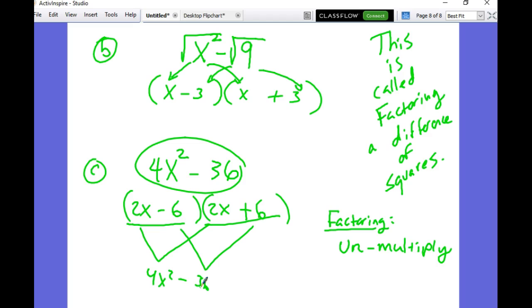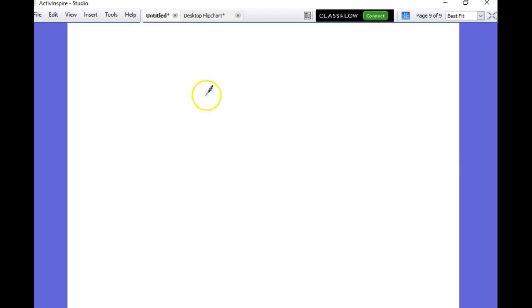Now, why do they call these a difference of squares? Because every time you have one of these problems, you have a difference of two numbers that are perfect square roots. Okay? So here's a warning. You guys ready? You might want to write this down. Gotta watch out for these.